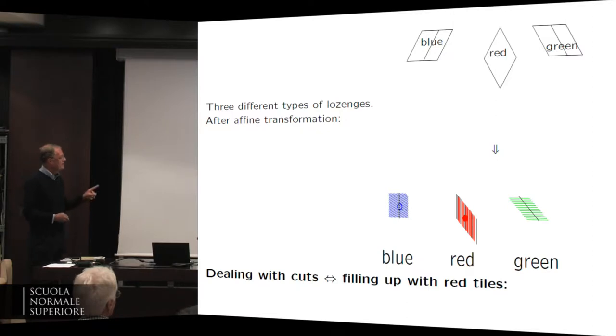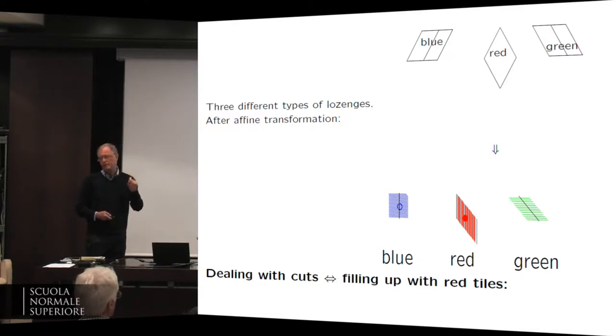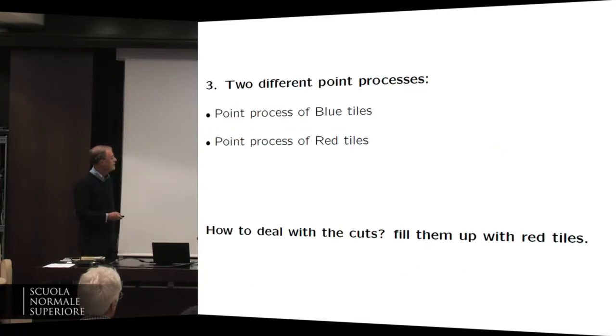Right. So you saw those cuts. Now there's a little trick to deal with that. I'm going to cover those cuts with red tiles. They are, so to speak, the forbidden tiles. You cover them with red tiles a priori. So that means you don't have to worry about them. They are there, but all the rest has to fit with that. So that's a little trick.